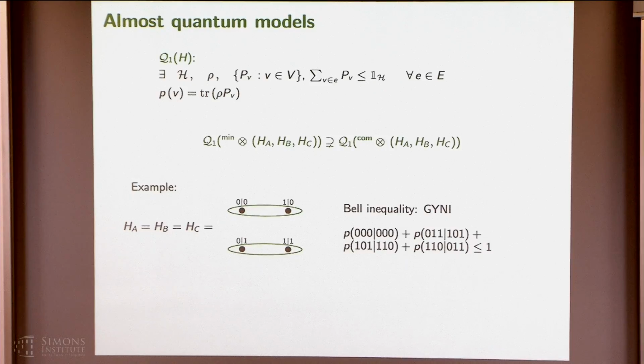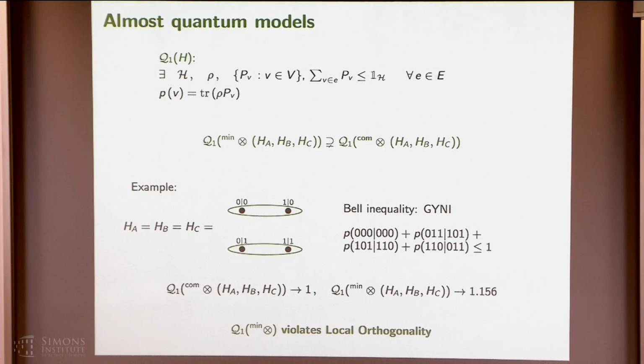And that, actually, we found it for the simplest example that you can get, which is 2 dichotomic measurements per party. And the way that we signal this difference between the two sets is by testing maximum violations of Bell inequalities. We found this behavior for different inequalities, but the one that I wanted to present here is guess your neighbor's input, where we see that for almost quantum models in the common product scenario, we obtain a maximum value of 1. However, we can go beyond that value for almost quantum models in the minimal product scenario.